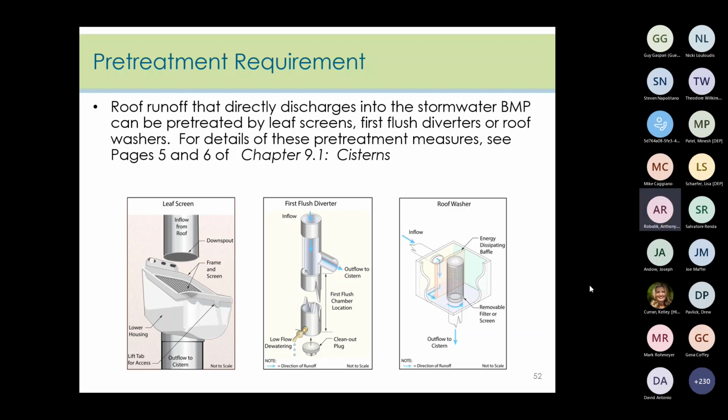Accordingly, pretreatment is an important design criteria. If you do not see pretreatment listed under the basic design criteria for a particular BMP, it's under the type-specific design criteria. Roof runoff can be treated by certain measures listed here and on the pages listed in the bulleted text. Here are some graphics taken from Chapter 9.1 showing the devices that can be used to pre-treat roof runoff.